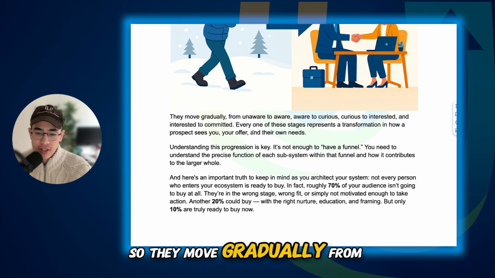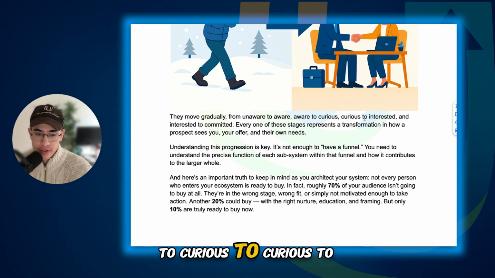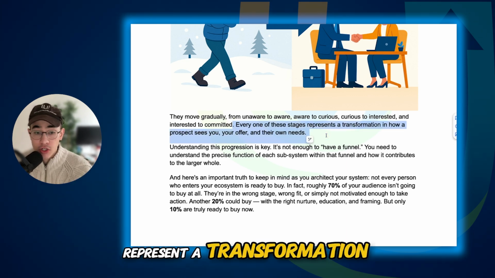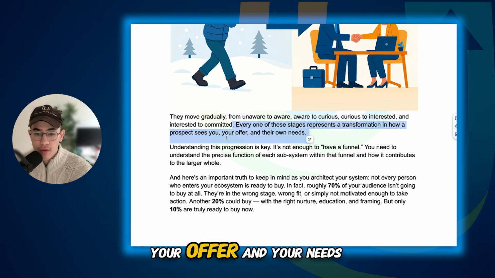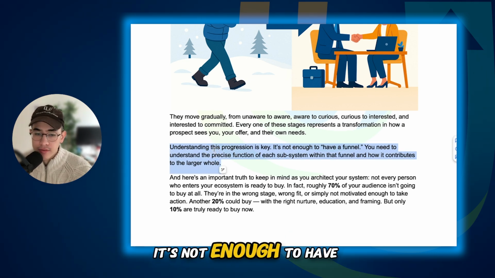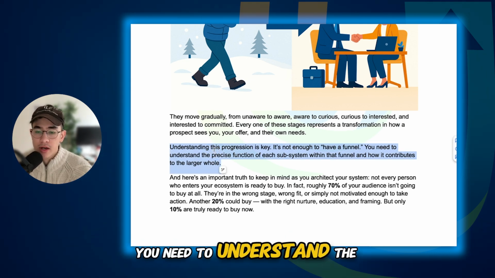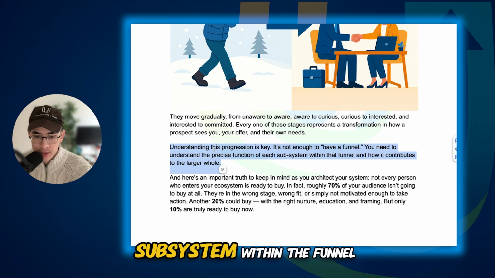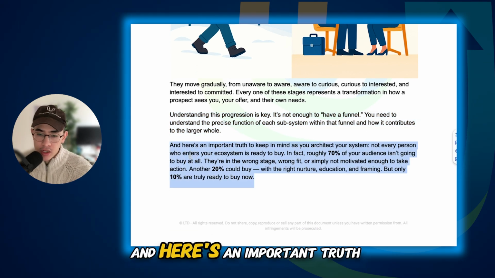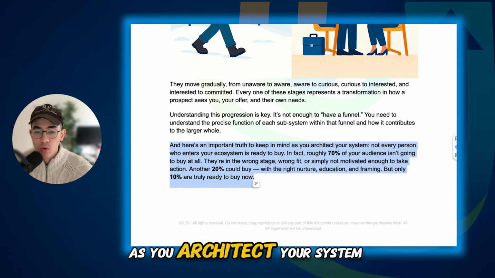So they move gradually from unaware to aware, to curious, to interested, and to committed. Every one of these stages represents a transformation in how a prospect sees you, your offer, and their needs. Understanding this progression is key. It's not enough to have a funnel. You need to understand the precise function of each subsystem within the funnel and how it contributes to the larger whole. And here's an important truth to keep in mind as you architect your system.